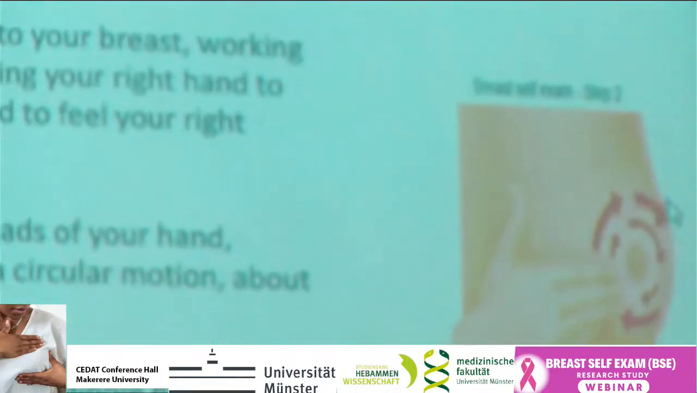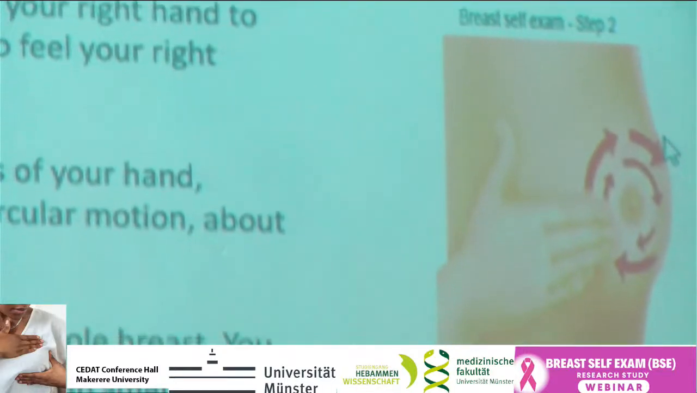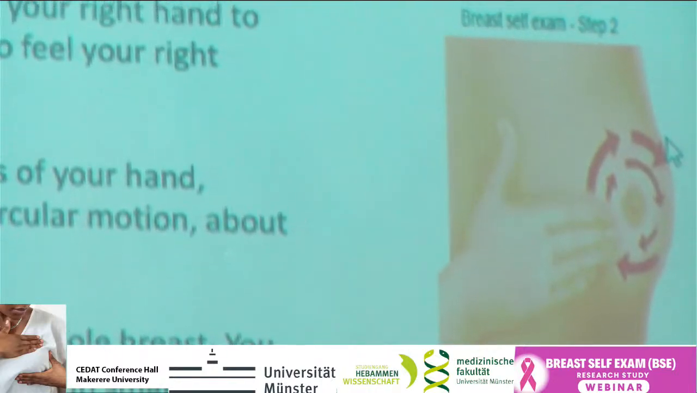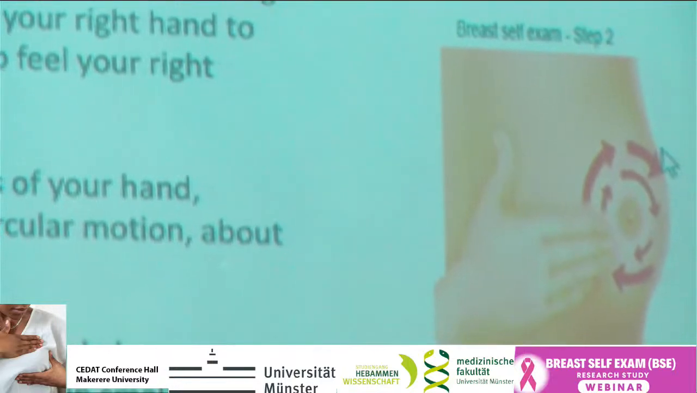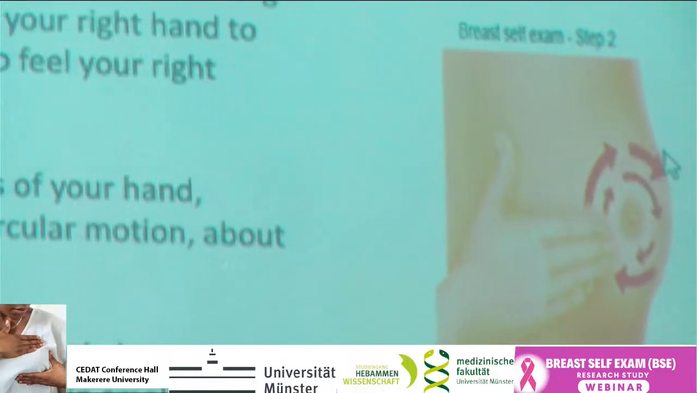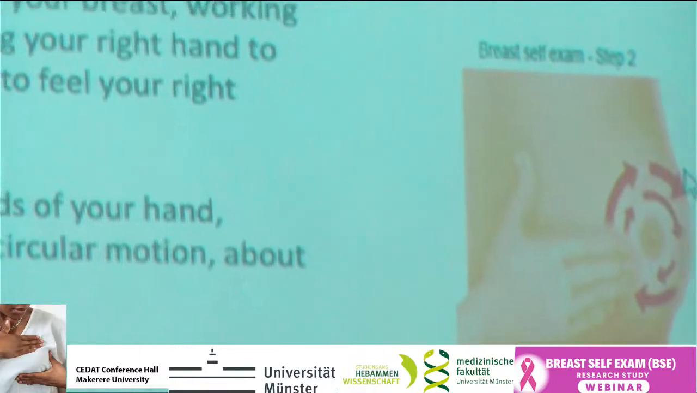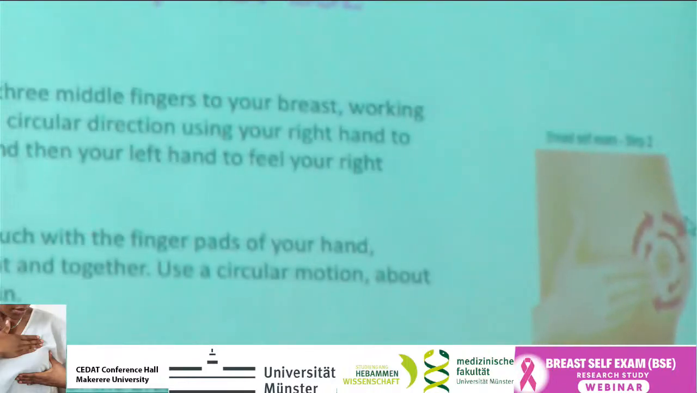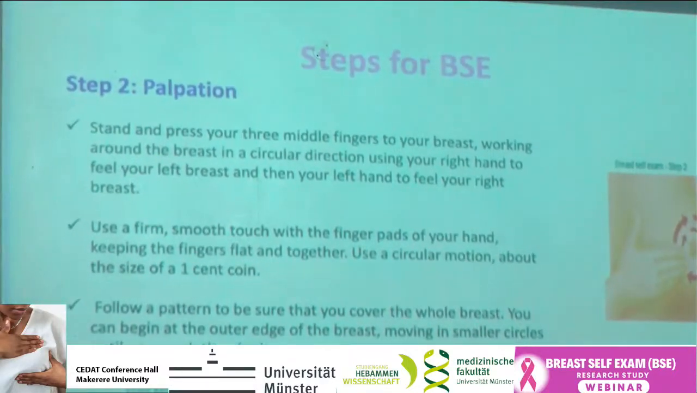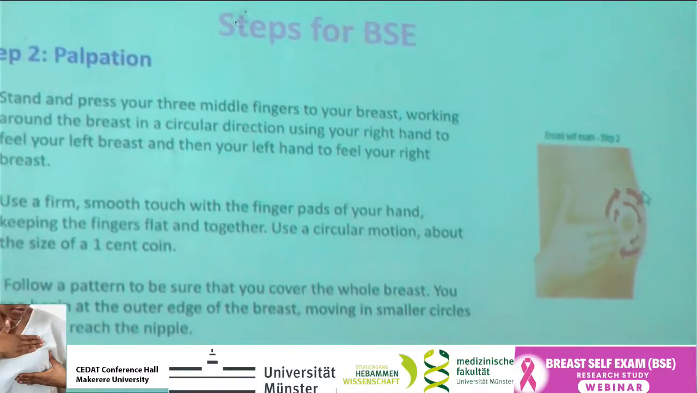Use a firm, smooth touch with the finger pads, not the tips of the fingers, keeping the fingers flat together. Use a circular motion about the size of a 1 cent coin, or a 100 shilling coin, or a 500 coin according to Uganda shillings. Follow a pattern to be sure that you cover the whole breast. You can begin at the outer edge of the breast, moving in smaller circles until you reach the nipple, like you can see in this illustration.